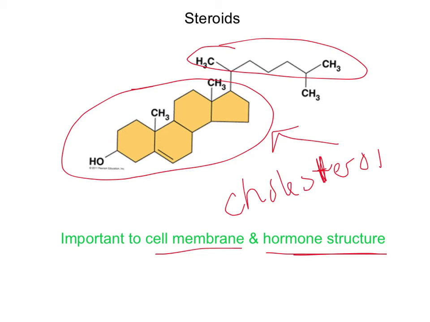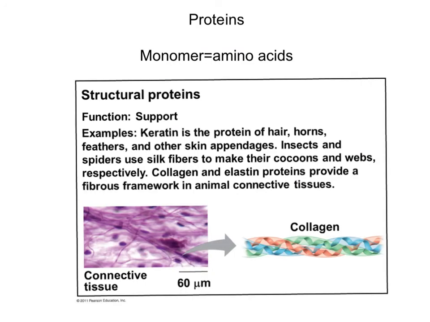Okay, so let's shift gears then to our next organic compound. Our next organic compound would be our proteins. The monomers of our proteins are amino acids.